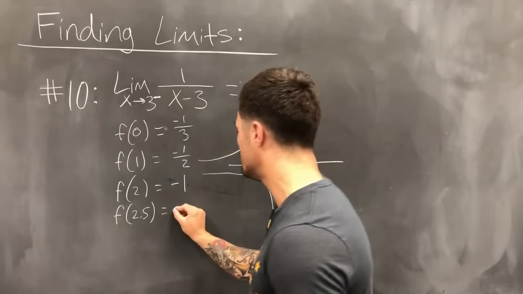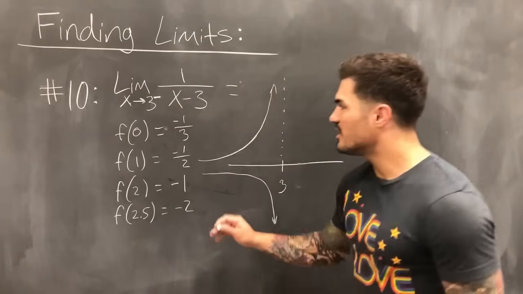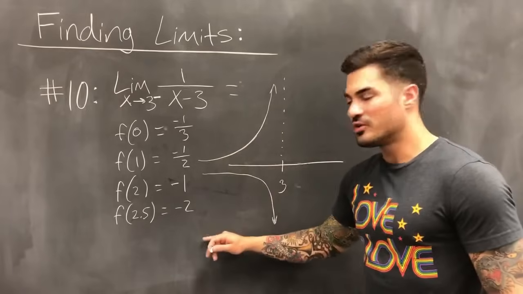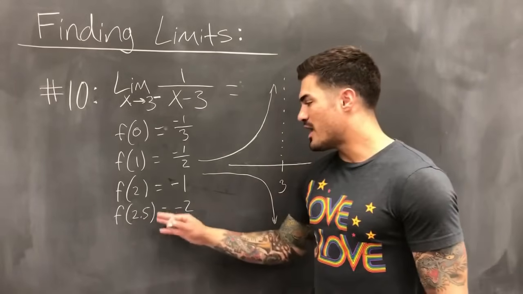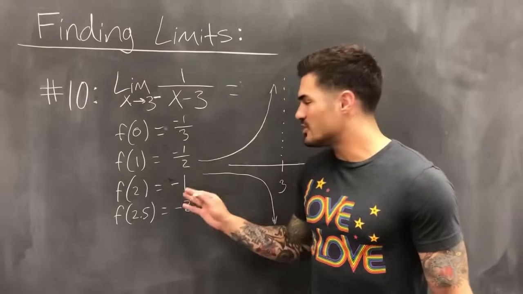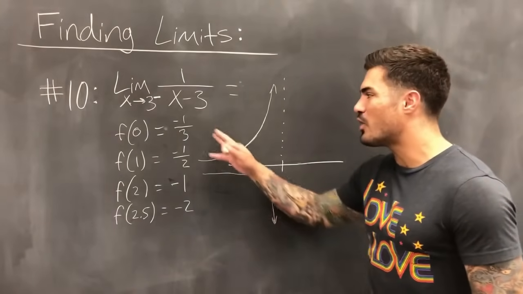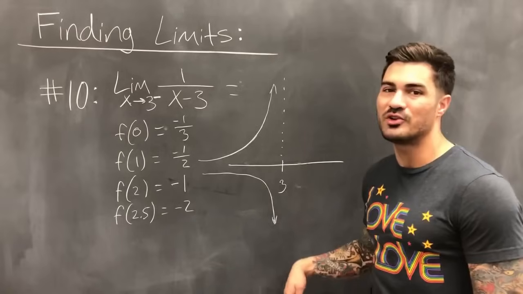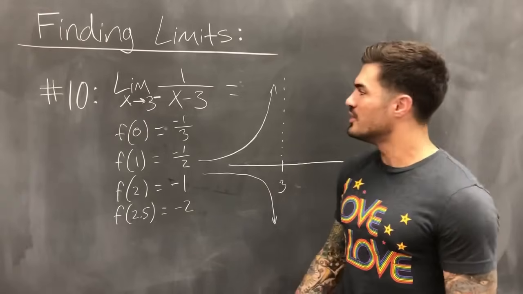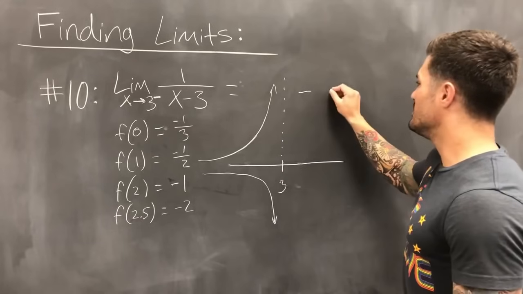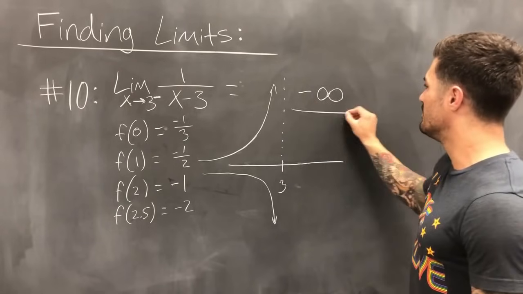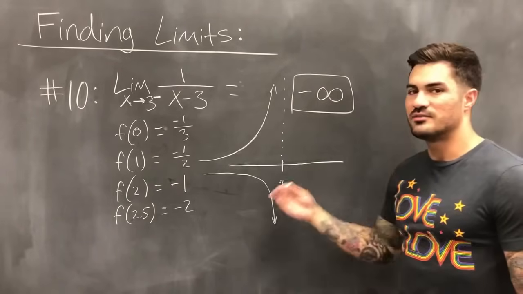So that's actually negative 2. So my values are getting smaller and smaller, right? So we are headed toward negative infinity because my y values, as my x values get closer and closer to 3 from the left, are getting smaller and smaller. We're decreasing without bound. So we do have an infinite limit, and we can specify that it is indeed negative infinity. So hopefully that makes sense.